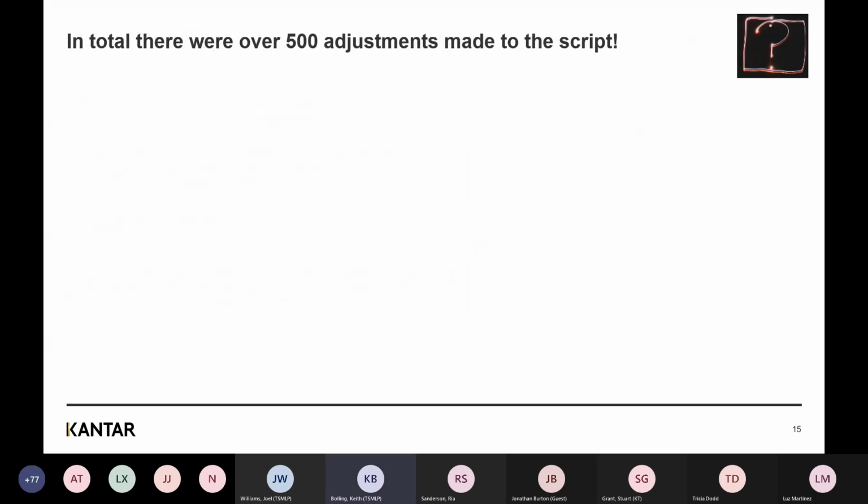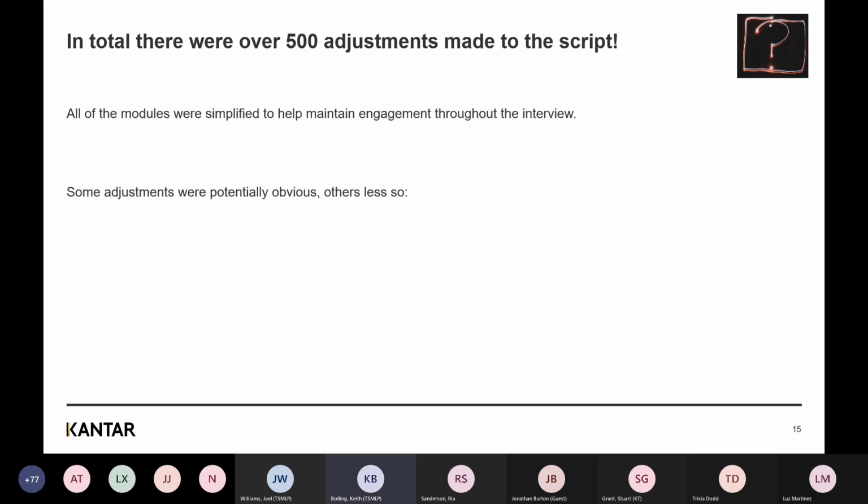Now, overall, we made over 500 adjustments to the script. So we obviously reduced from 17 modules to 6, but all of the remaining modules were simplified to make sure that we could maintain engagement throughout the interview. Some of those modules had limited amendments. There was one module that we had kept, but we reduced it significantly. I think we ended up with only about 5 to 10% of the original content of that module.